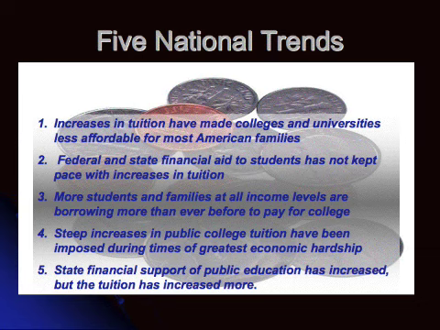Trend number 2 talks about federal and state financial aid to students has not kept pace with the increases in tuition. Tuition has risen, but the state aid that students get in order to pay for college hasn't been able to keep up with that pace. Trend number 3 states that more students and families at all income levels are borrowing more money than ever to pay for their college. So students who have come from wealthy families, students who come from poor families, all students are having to borrow because higher education has gotten so expensive, students can't afford to go.